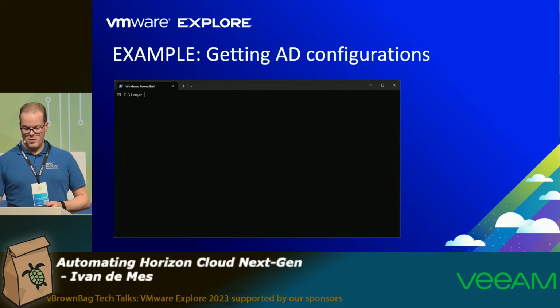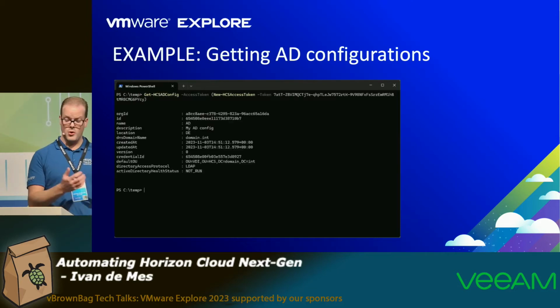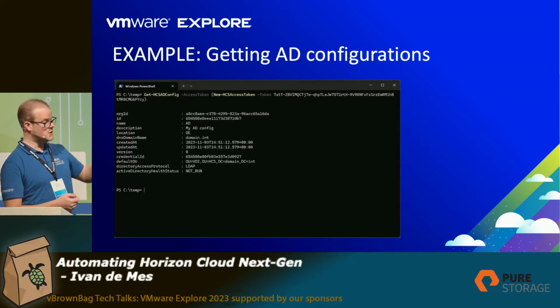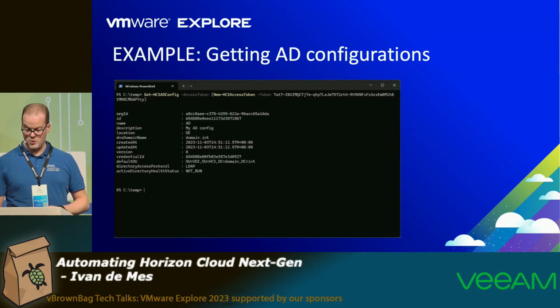Now, of course, we can also do this with getting information. So we can get our current Active Directory configurations, and this time I requested the access token on the fly within the command for getting the Active Directory configurations. So that's also very simple.